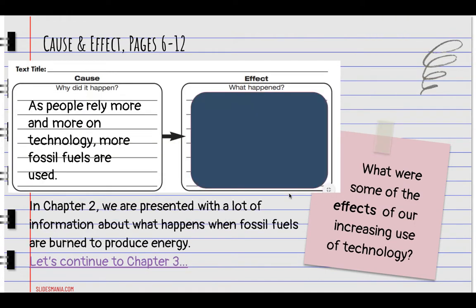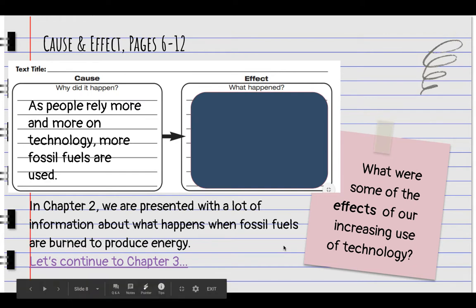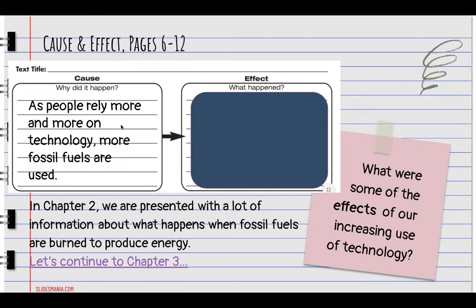Interesting stuff. So before we continue here, we're going to go into the next few pages here on page 6. So listen as I read to you pages 6 through 12, and I want you to listen for this cause and effect type relationship. So people are going to start relying more on technology, therefore we're going to use fossil fuels more. So what's going to happen? Listen for that effect as I read these next few pages.